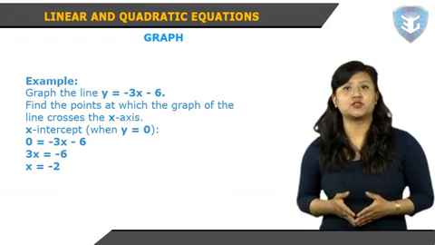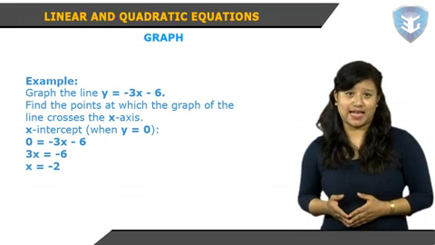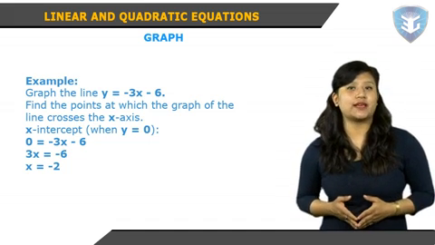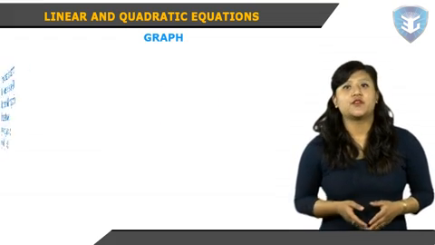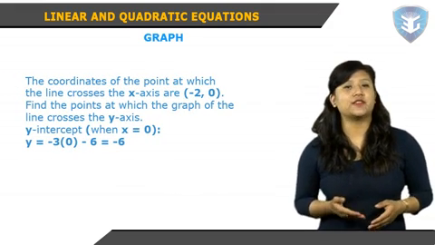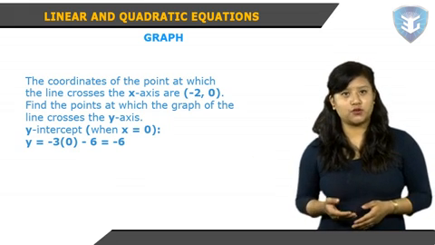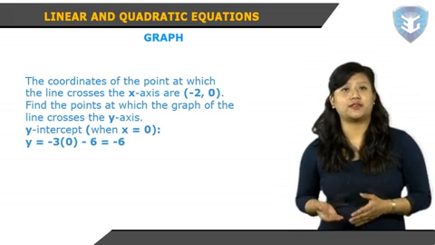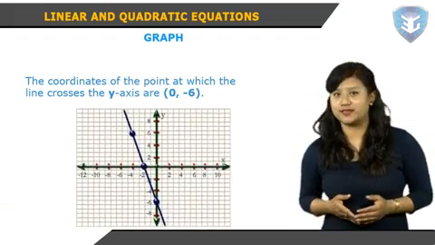Graph the line y equals minus 3x minus 6. Find the point at which the graph of the line crosses the x-axis, the x-intercept, when y equals 0. 0 equals minus 3x minus 6. 3x equals minus 6, x equals minus 2. The coordinates of the point at which the line crosses the x-axis are (minus 2, 0). Find the point at which the graph of the line crosses the y-axis, the y-intercept, when x equals 0. y equals minus 3 times 0 minus 6, which equals minus 6. The coordinates of the point at which the line crosses the y-axis are (0, minus 6).